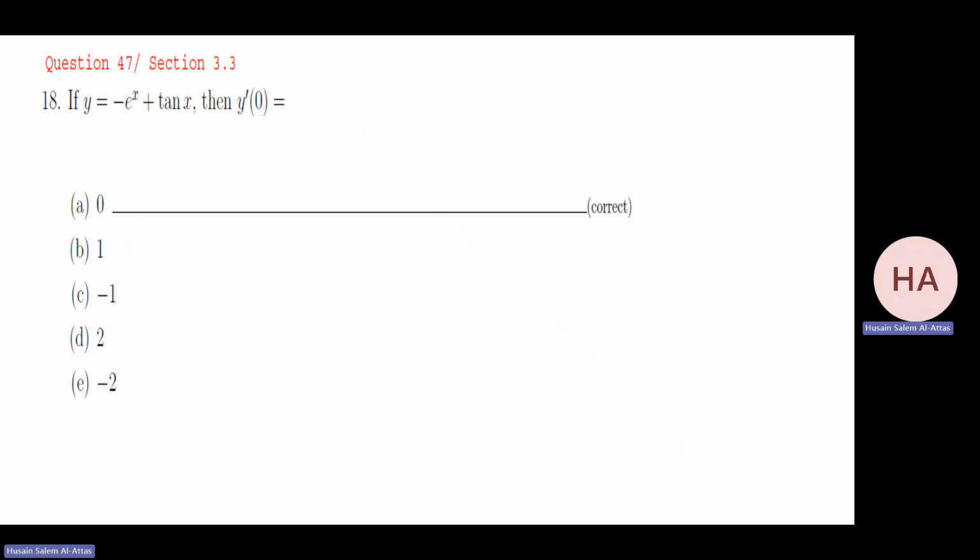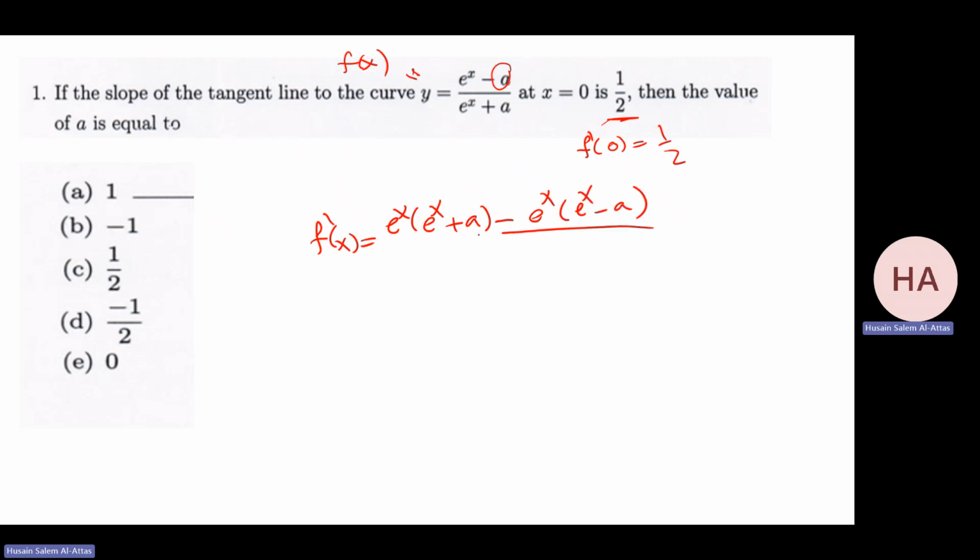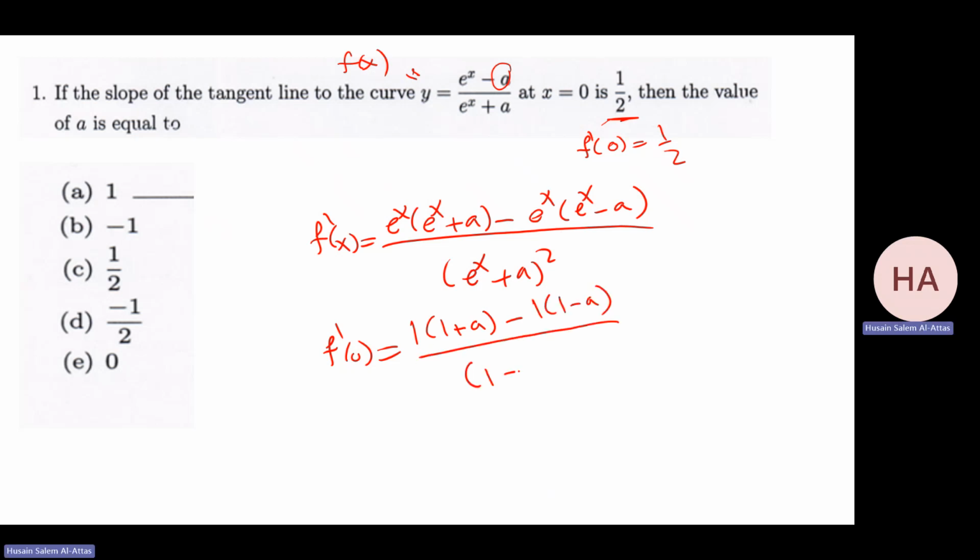Let me do this until the questions of the book. Yeah, let me continue. If the slope of tangent line to this curve is half, and you know that this is negative of x. F prime at 0 is equal to half. Find a. Give me this a. You need to find f prime at 0. F prime at x first. It will be a e^x. F prime at x. ax plus a minus ax minus a over ax plus a squared. At 0, that will be what? 1 plus a minus 1, 1 minus a over 1 plus a squared.